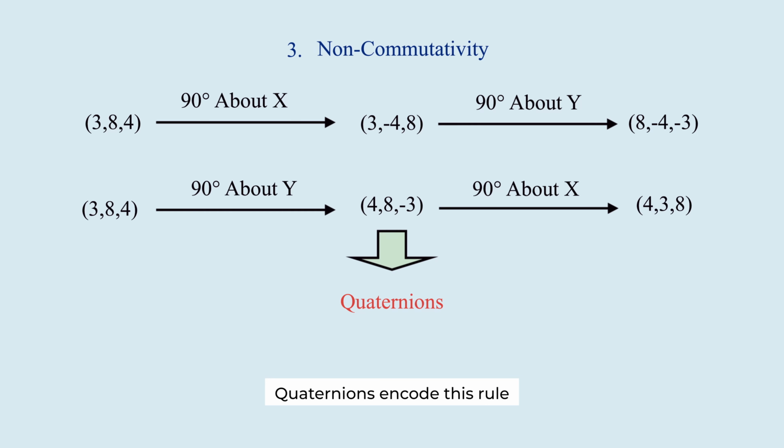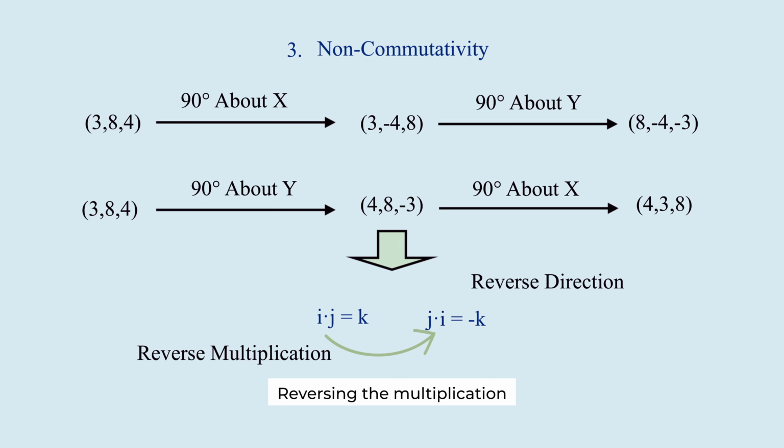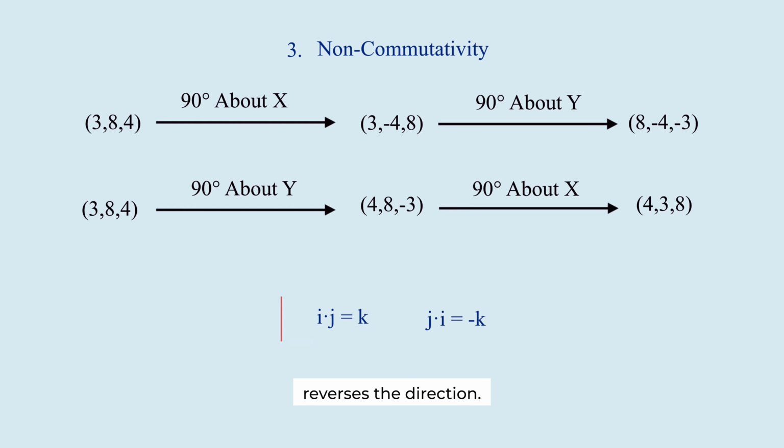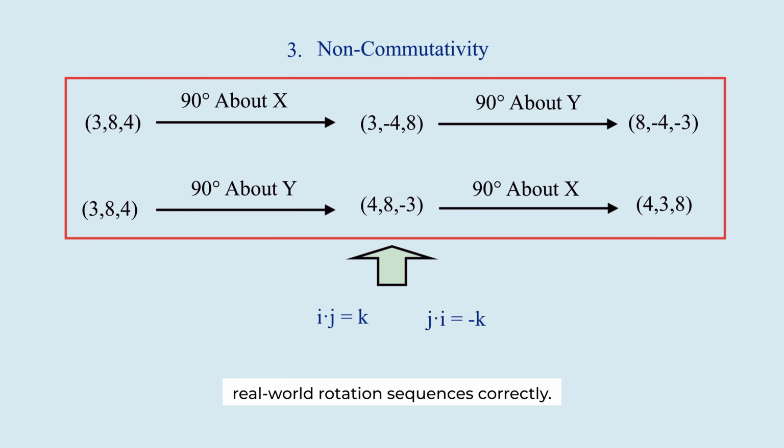Quaternions encode this rule directly in the algebra. ij equals k, but ji equals -k. The commutative law of multiplication doesn't hold. Reversing the multiplication reverses the direction. This algebraic asymmetry is exactly what allows quaternions to handle real-world rotation sequences correctly.